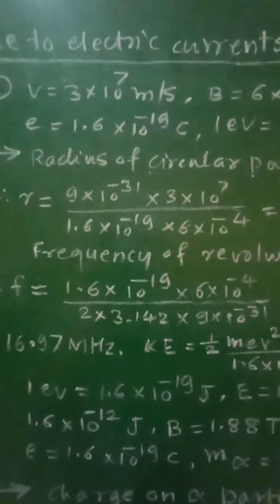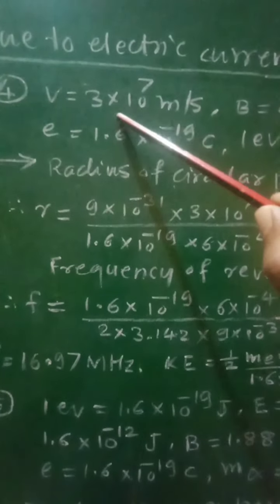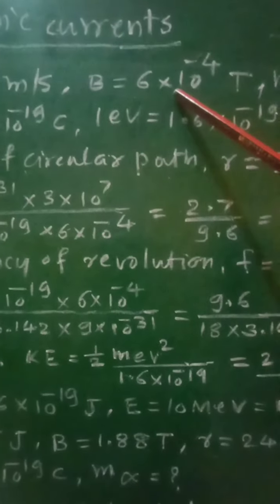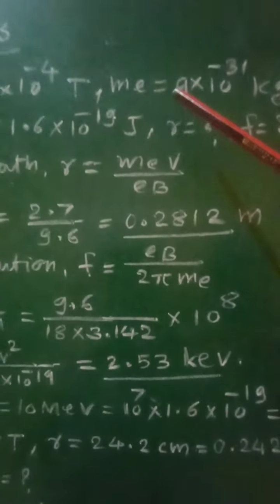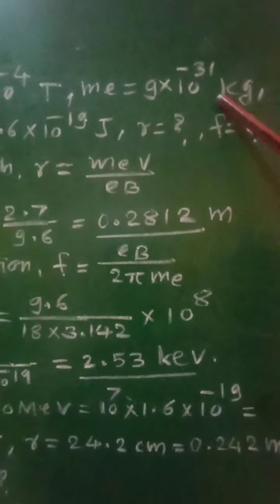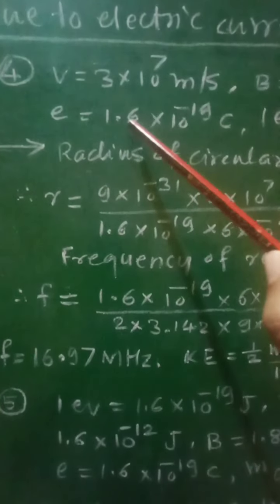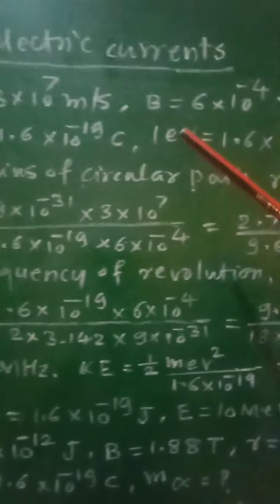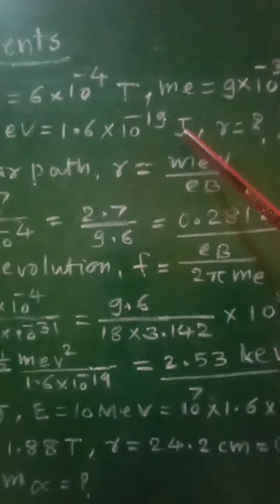So the given data for this numerical is: speed v is equal to 3 into 10 raised to 7 meter per second, magnetic field B is equal to 6 into 10 raised to minus 4 Tesla, mass of the charge me is equal to 9 into 10 raised to minus 31 kilogram, then charge on the particle e is equal to 1.6 into 10 raised to minus 19 coulomb, and 1 electron volt energy is equal to 1.6 into 10 raised to minus 19 joule.